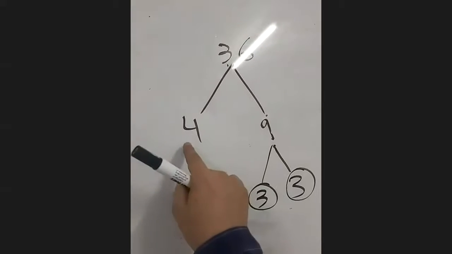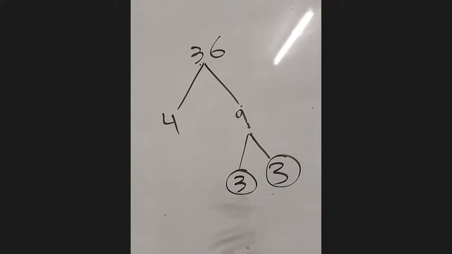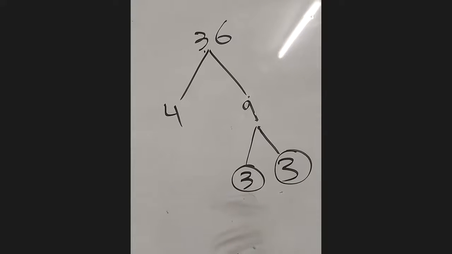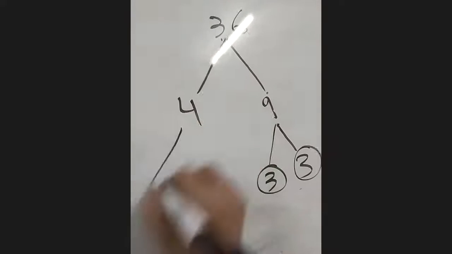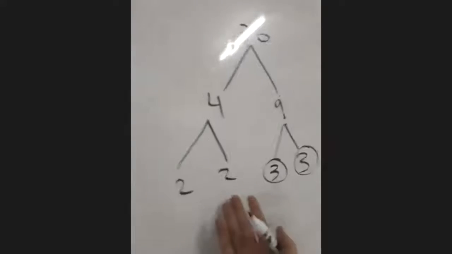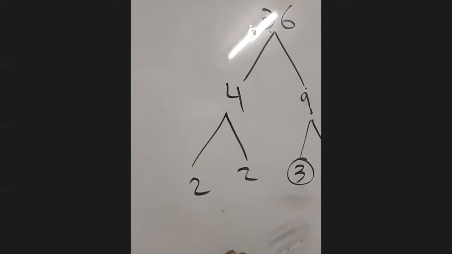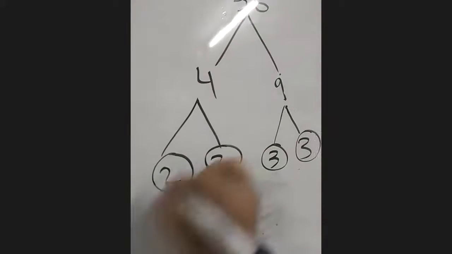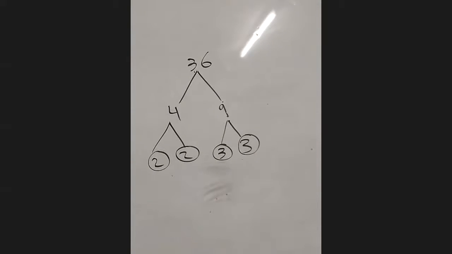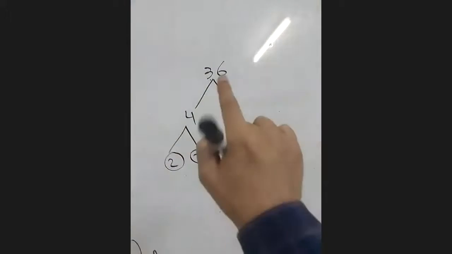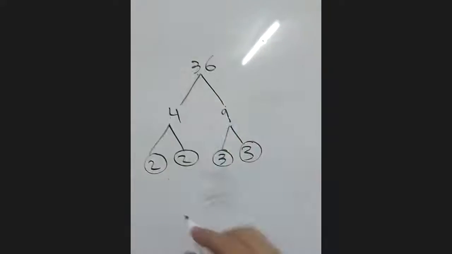But can I do more for the 4? Yes, 2 multiply 2. 2 by 2. Can I do more for the 2? No. So what do I put? Circles. Now we are ready for writing the prime factorization for the 36.